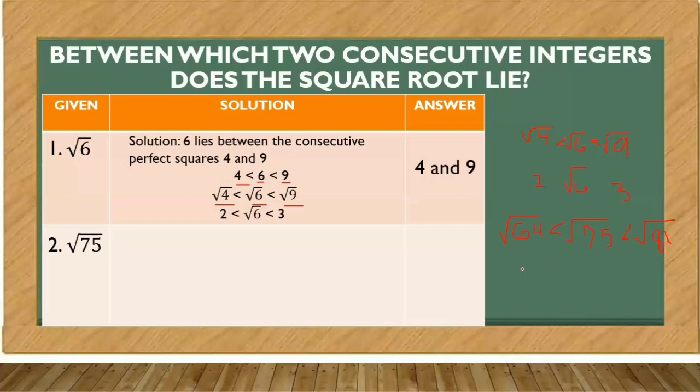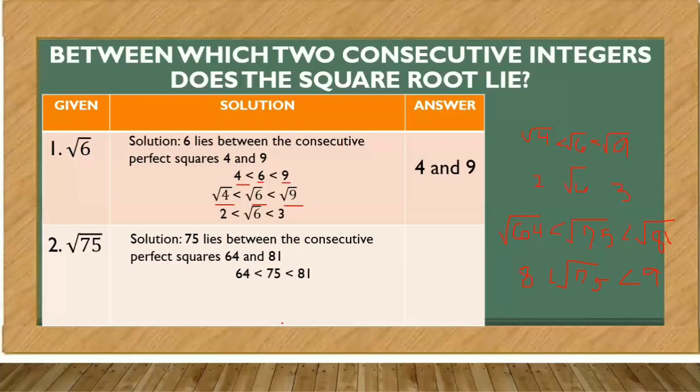So, si 64 ay 8. Nasa gitna niya si square root of 75. And then, si square root of 81, ang kanyang perfect square ay 9. So, it means nasa pagitan nino, square root of 64 and square root of 81, dahil meron silang perfect square na 8 and 9. So, it means 75 lies between the consecutive perfect squares, perfect square ni 64 and 81. Dahil si 64 merong perfect square na 8, and then si 81 may perfect square na 9.